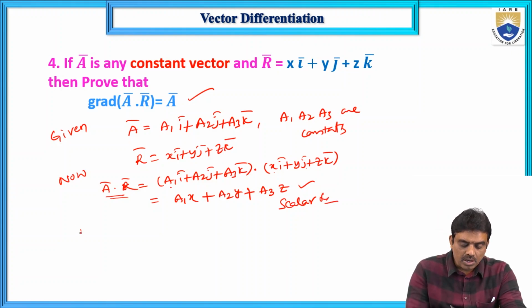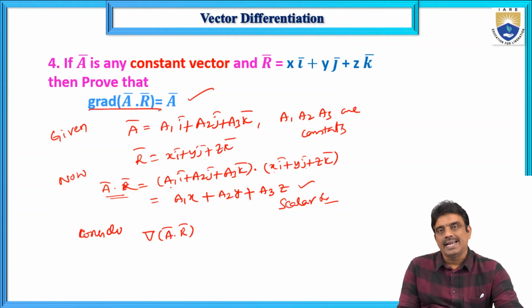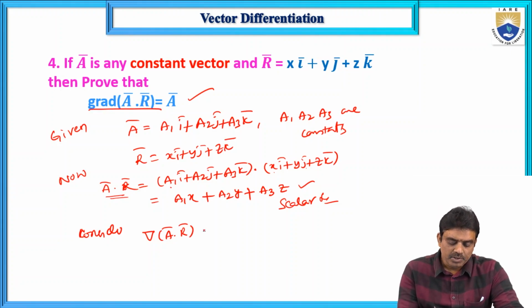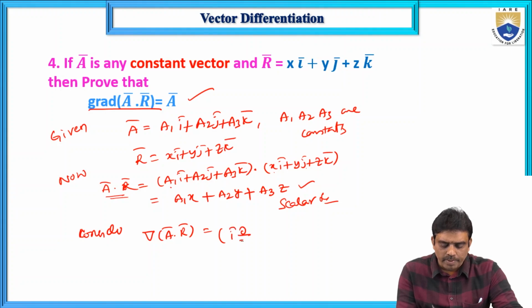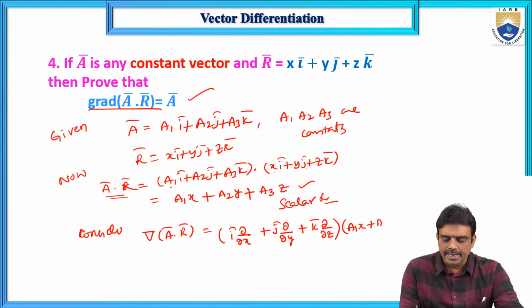We know that. Now consider what you have to consider: grad of a bar dot r bar. So grad means î ∂/∂x plus ĵ ∂/∂y plus k̂ ∂/∂z of (a1x plus a2y plus a3z).